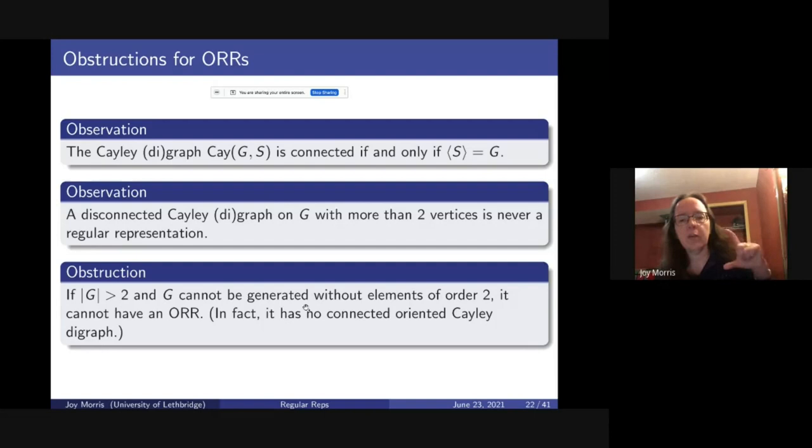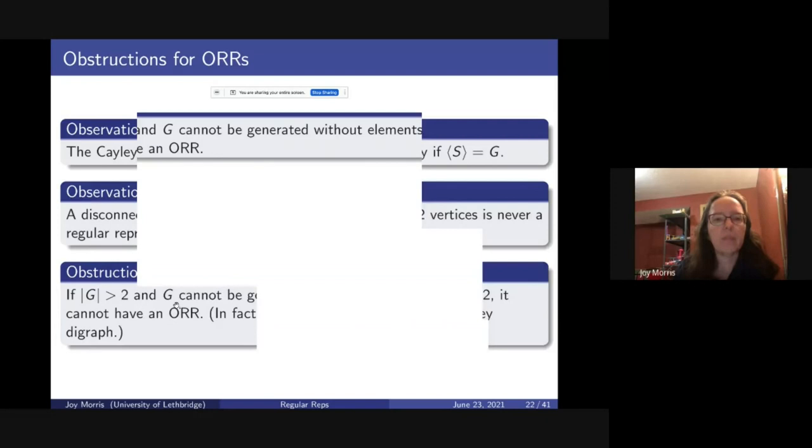So if we have to throw an element of order 2 into our connection set in order to generate the whole group, then we're going to have edges in our graph, not just arcs. And therefore, we can't have oriented graphs as regular representations, because we can't have connected oriented Cayley digraphs on this group. Okay, so this is the same obstruction.